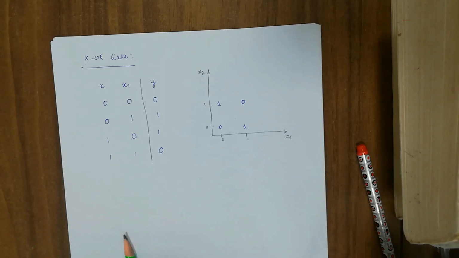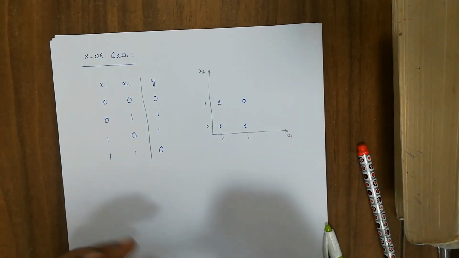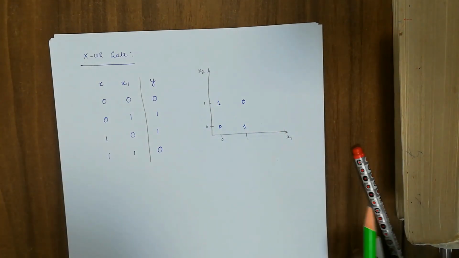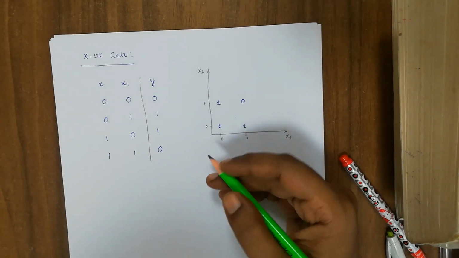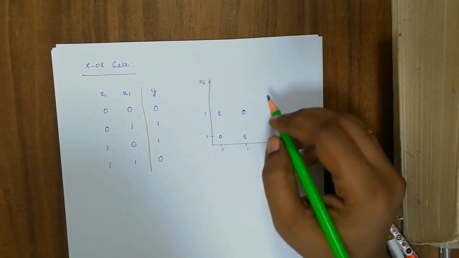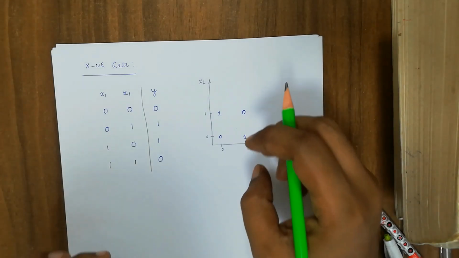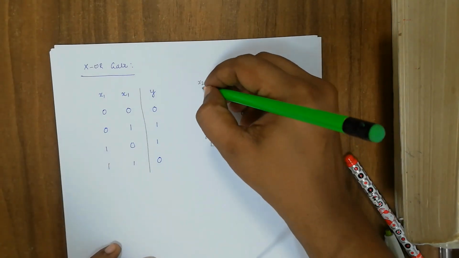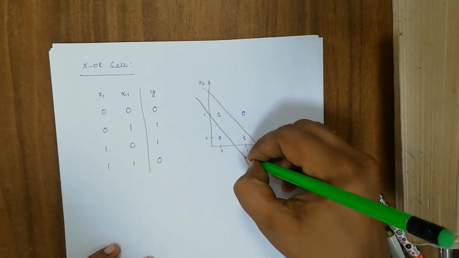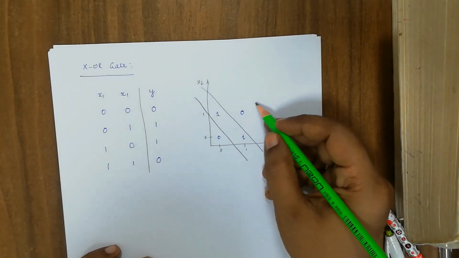Now you can see that it is not possible to separate these outputs using a single straight line, because we cannot have a single straight line which can separate or put the zeros together in one group. So we require at least two separate lines which can group all the ones in one region and all the zeros in the other region.